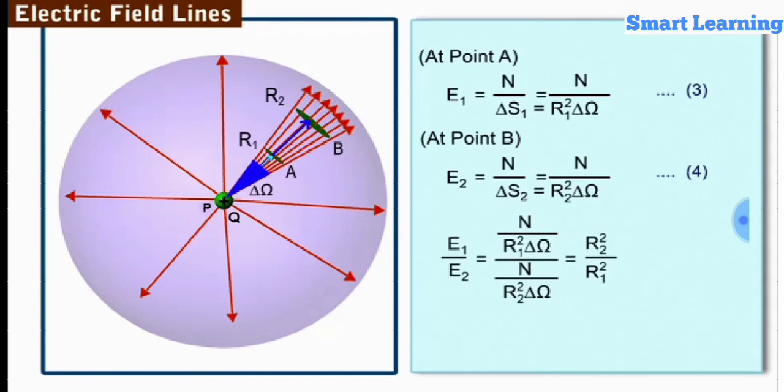Hence we can conclude that the electric field strength due to point charge varies inversely to the square of the distance from the charge. From the equations 3 and 4 we see that even though the number of field lines n and solid angle delta omega are the same at A and B, the electric field strength E, which is equal to number of field lines per unit area, is proportional to 1 upon r square, where r is the distance of the point from the charge Q.